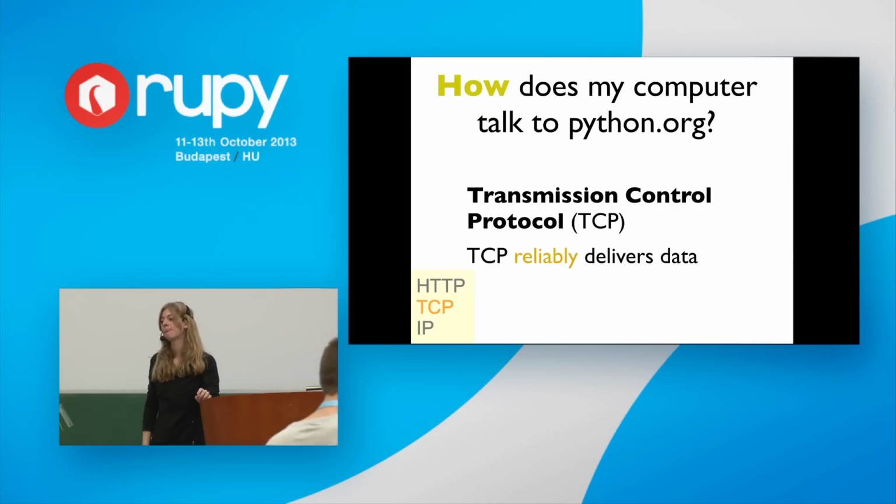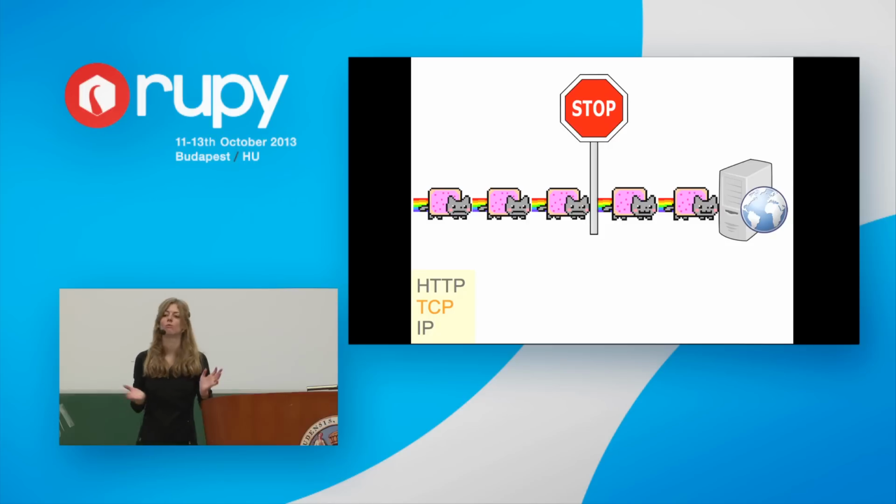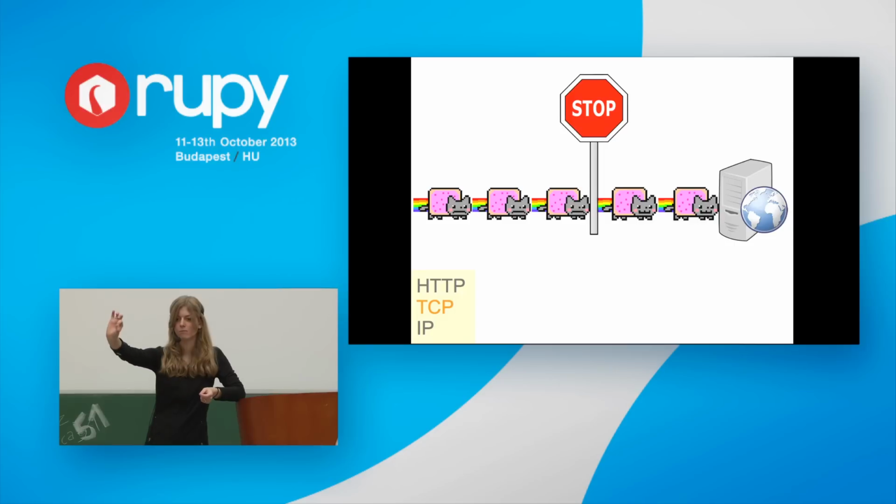Okay. So question number 3. How does my computer talk to python.org? There's a protocol for that as well. The Transmission Control Protocol, or TCP, allows us to reliably deliver data from point A to point B. I say reliably, why does that matter? Well, in general, when you're talking between two servers on the internet, things just work. Packets get from point A to point B. It's maybe a complicated series of hops, but it does basically work.